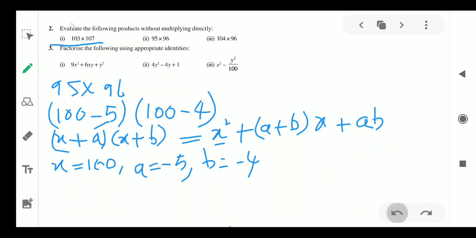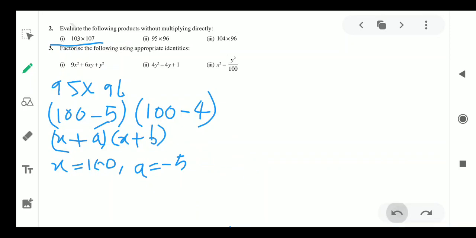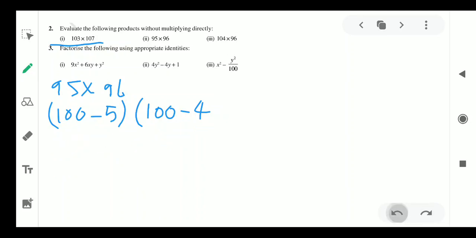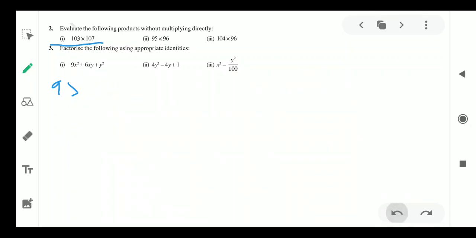Now let us see the third question. The third question also I will just explain. You have to solve all three problems. So see here, what is this? 104 into 96.